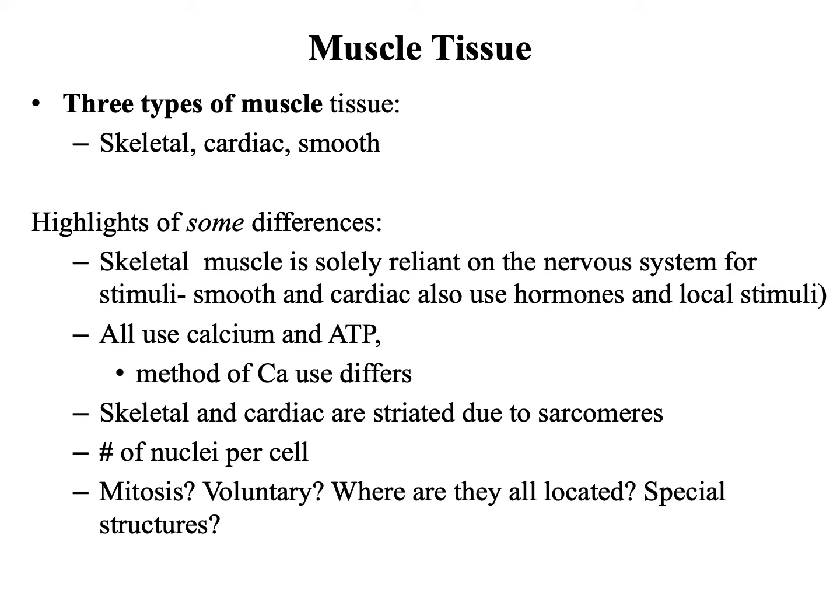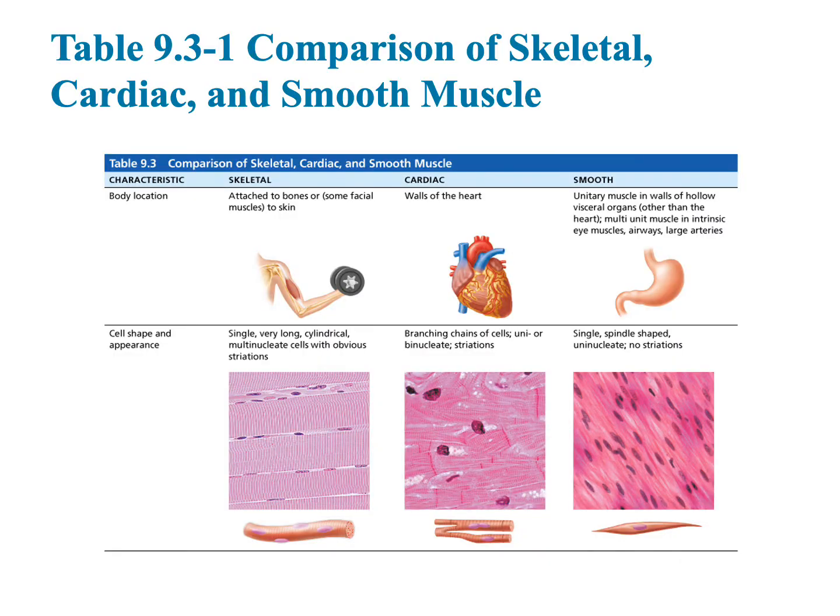Smooth muscle rarely goes through mitosis, but if you're going to have a baby, you need the smooth muscle of the uterus to get bigger, to grow with that baby's growth. Voluntary: the only one that's voluntary is skeletal. And then I'm going to go through these next slides for location and stuff later.